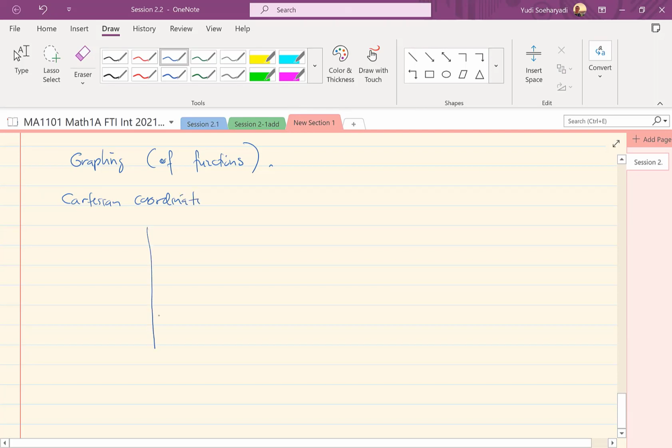Means you have two axes. The horizontal one called X and the vertical one called Y. Okay, and a point. For example, this is X naught and this Y naught has a coordinate. Okay, this is called coordinate.